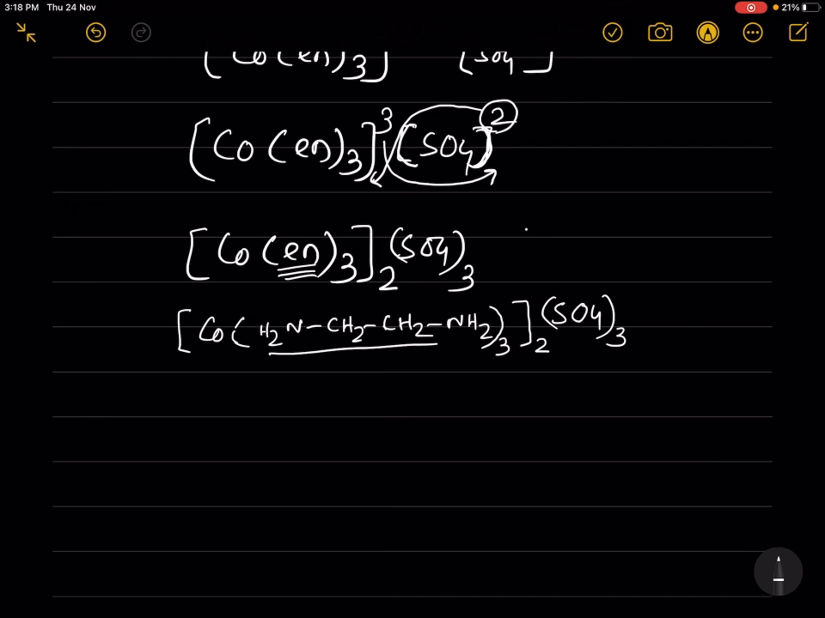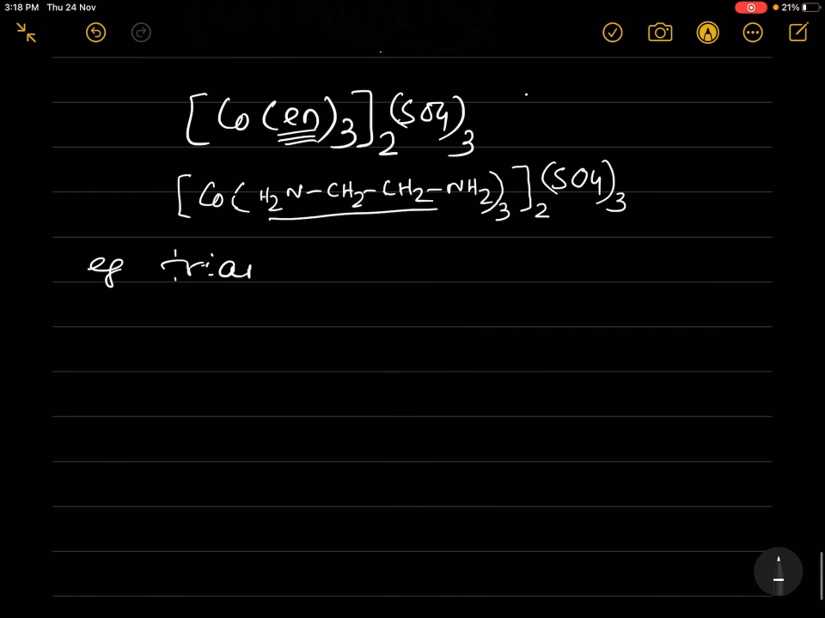Let us do another example. Triammine. You see it is double M. Triammine, then no gap, triaqua chromium(III) chloride. Chromium, Roman numeral 3, then chloride.